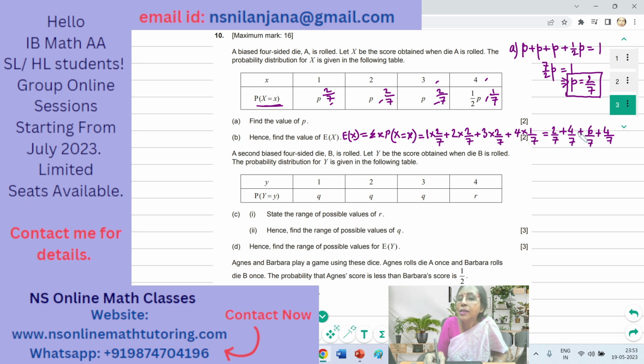So 2 plus 4 is 6, 6 plus 6 is 12, 12 plus 4 is 16. Or this is 6 plus 4 is 10 and 2 plus 4 is 6, and 10 plus 6 is 16. So E of X, the expected value of X, is equal to 16 over 7.